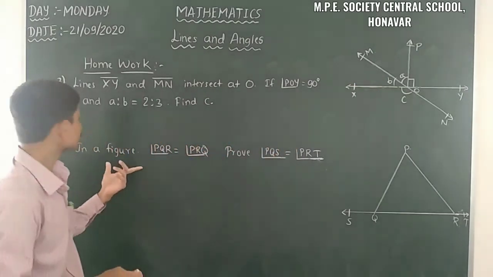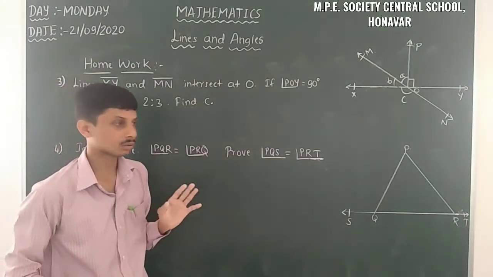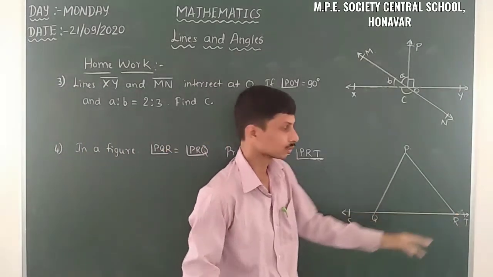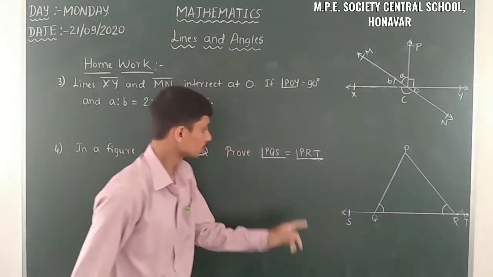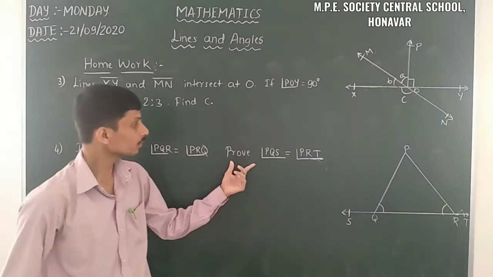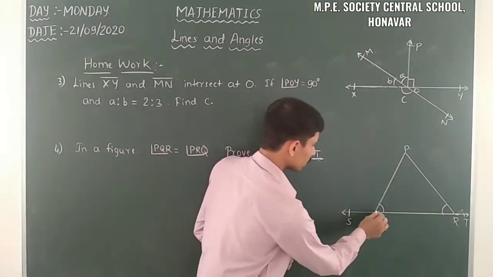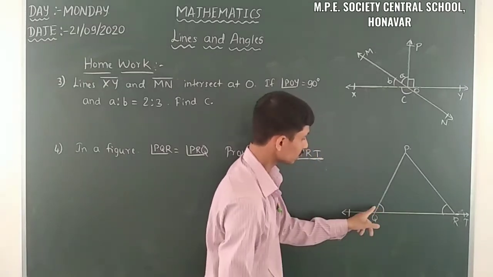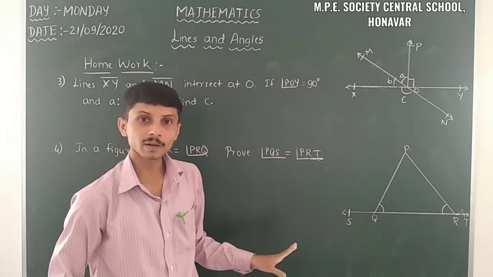Then another problem is there in a figure. Angle PQR is equal to angle PRQ. Here it is a triangle, so this angle and this angle are one and the same. So angle PQR and angle PRQ are equal. Here we have to show angle PQS is equal to angle PRT. These two external angles are equal. So how can we find that?